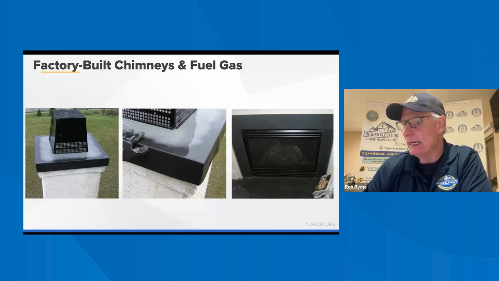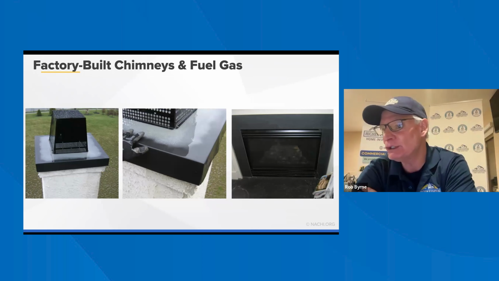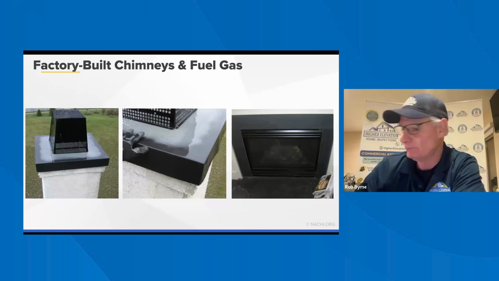Okay, so now we've got factory-built chimneys and fuel gas. A factory-built chimney should be installed according to manufacturer's instructions. All prefabricated chimneys must have a label from an approved agency. The label should state the type of appliance with which the chimney was tested for use, a reference to the manufacturer's instruction, and a minimum clearance to combustibles. That's what we were talking about in the previous slide. The manufacturer's instructions should contain every aspect of the installation of the chimney, including component assembly, clearances, supports, terminations, fire blocking or fire stops, and connections.